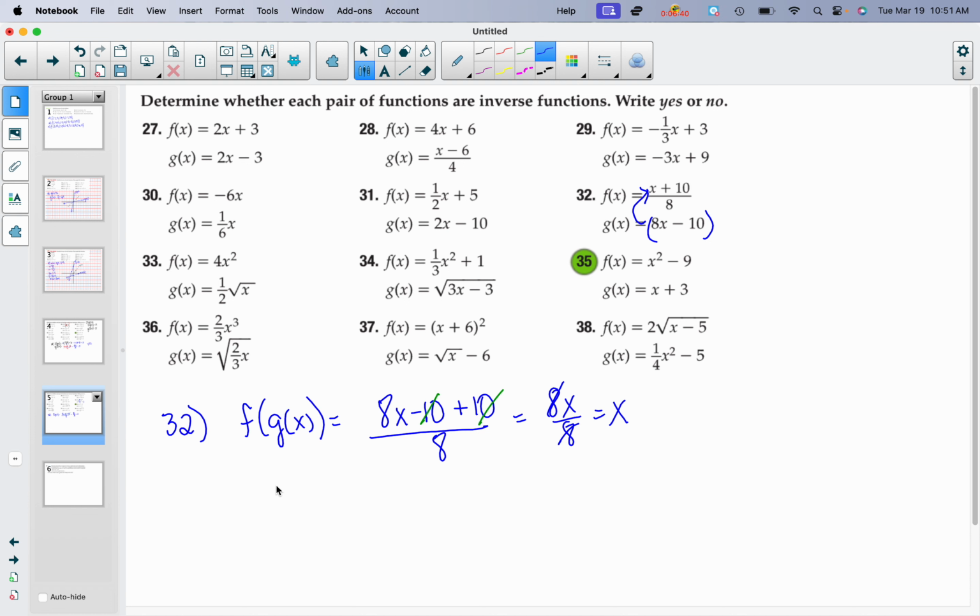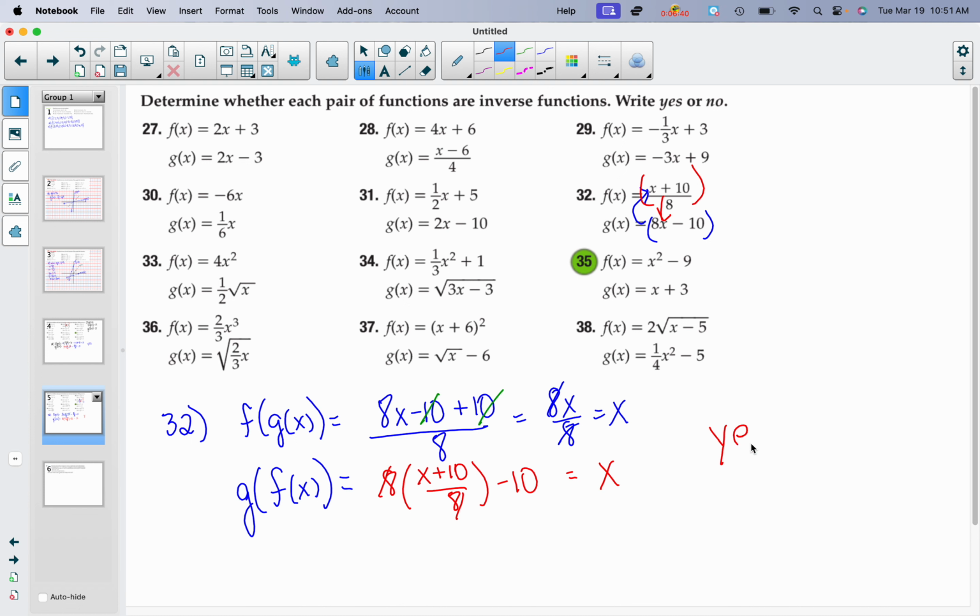I get x. If I do g of f of x, then I'm going to go the other way. I'm going to put f of x inside of g. So I'm going to get 8 times x plus 10 over 8 minus 10. The 8's cancel, and then notice I have x plus 10 minus 10, so I get x. So this one is also yes.